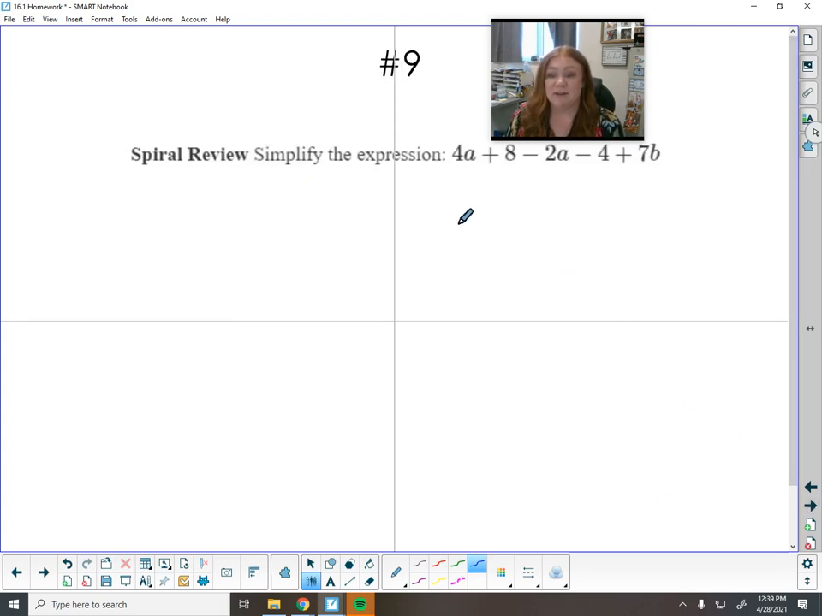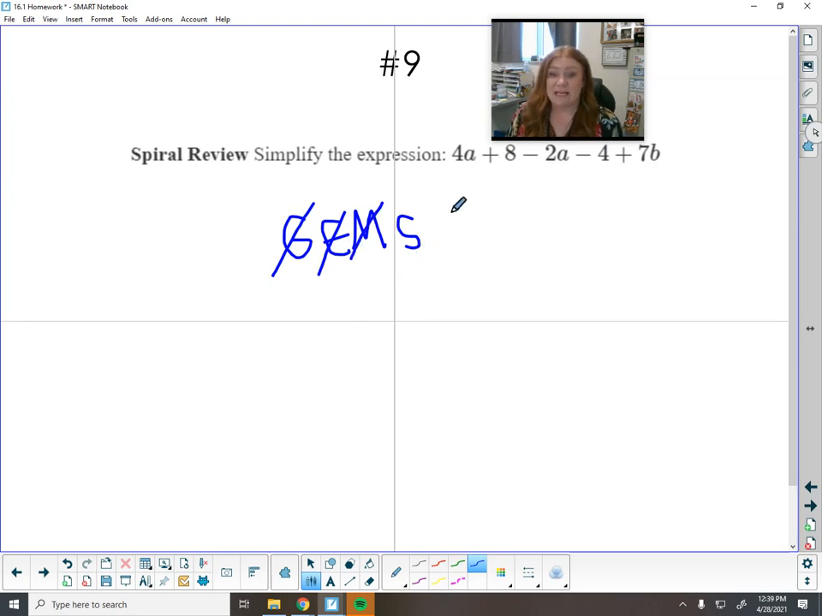Okay, we're going to simplify. So again, we still have to follow GEMS, even when there's not numbers and we've got variables. So no groups, no exponents. There is multiplication, 4 A's, 2 A's, 7 B's, but since we don't know what A and B are, we can't multiply or divide.